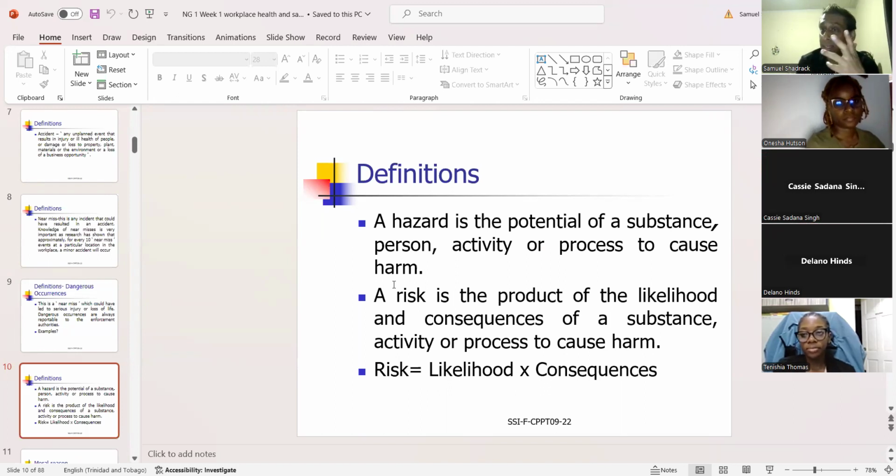Let's talk about maybe lighting. The lighting is good, hopefully, but there are things about light. It could be that there is a glare on your screen, the computer light itself, the glare from your screen. So lighting is a hazard, right? Once there is a potential for injury, it is a hazard.